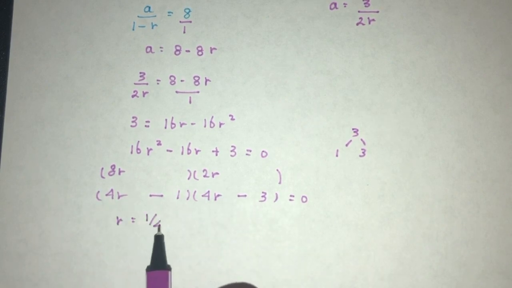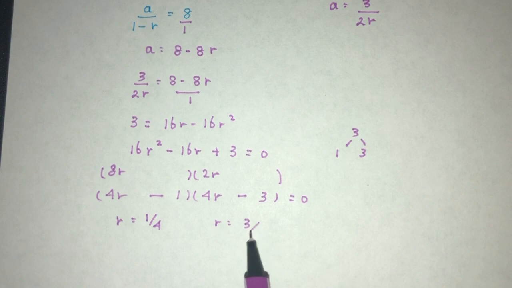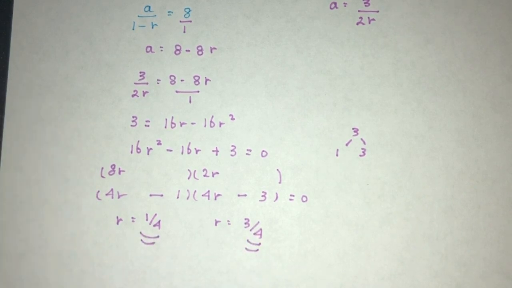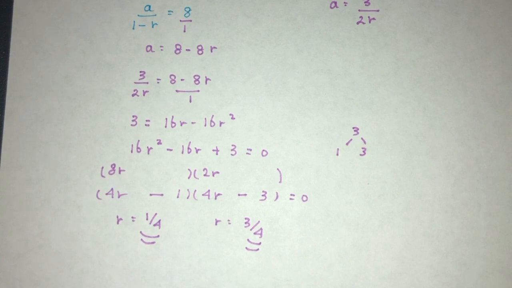r will be 1 over 4, and r will be 3 over 4. These will be the two values of r for which we have a sum to infinity. Again, if you don't know how to factorize, we can always use the formula to solve this equation. It is also given to you on your list on how to solve that.